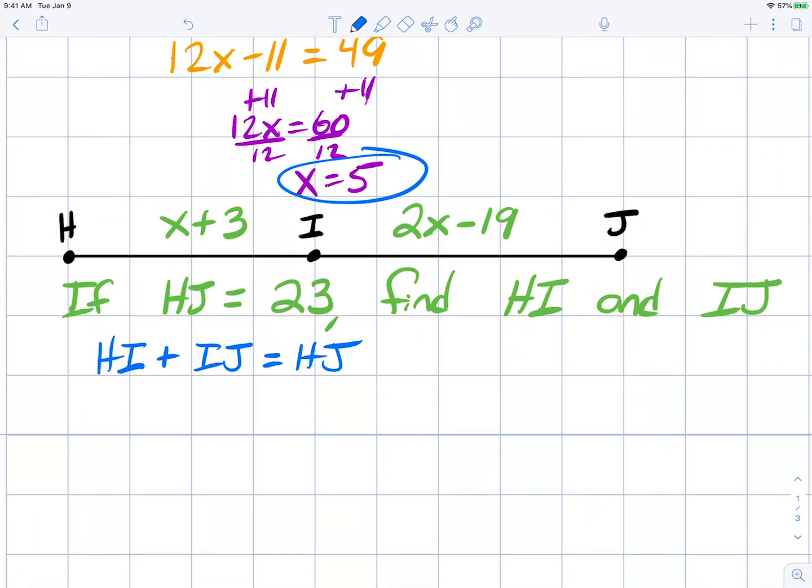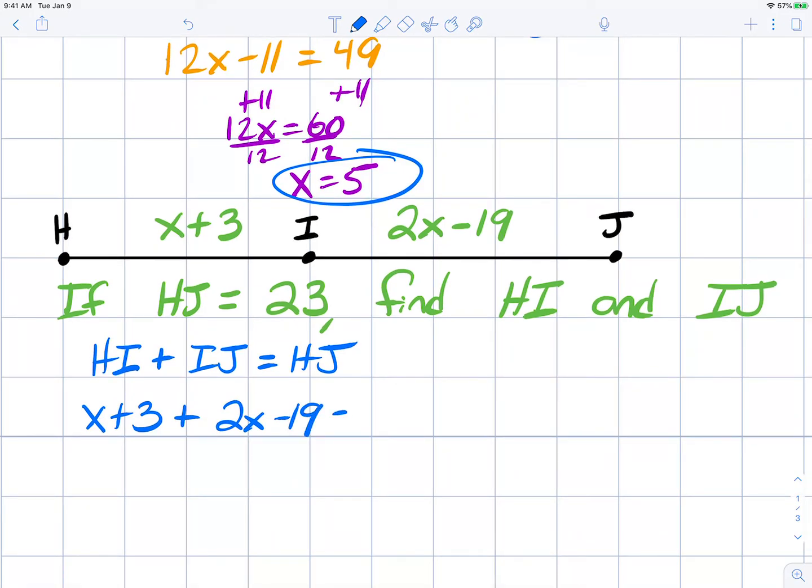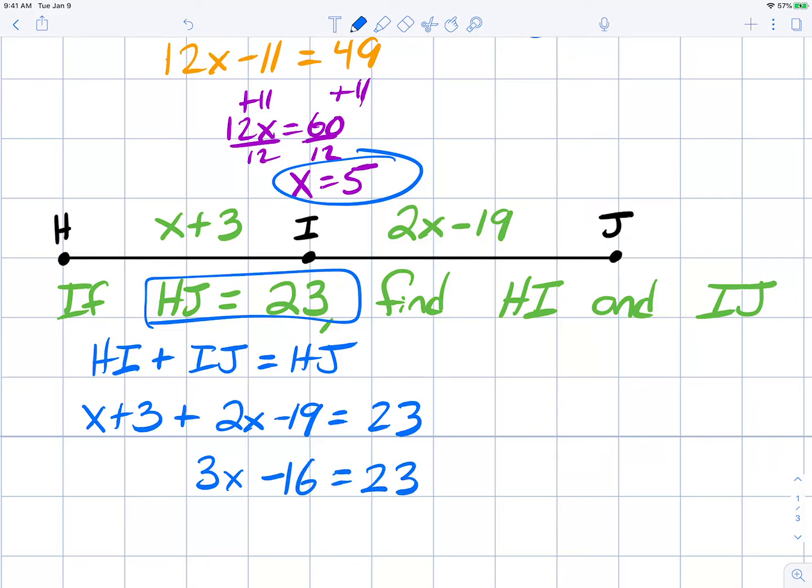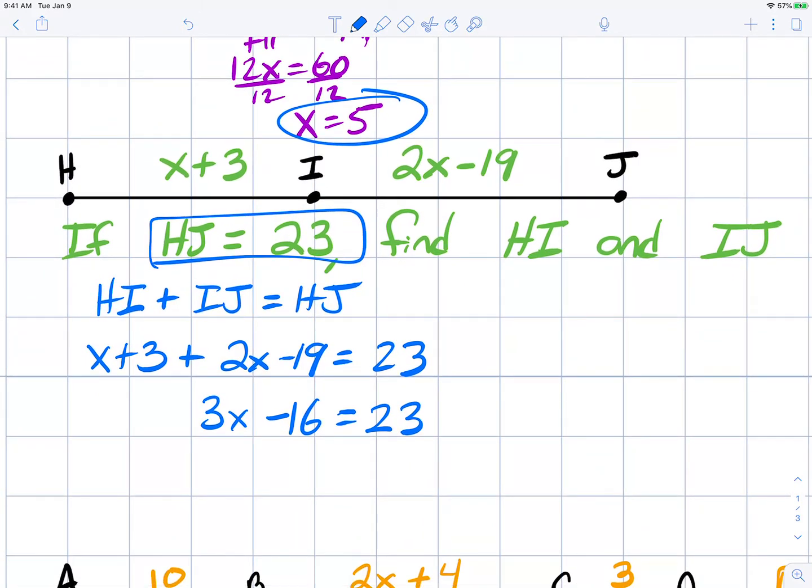We know that HI is x plus 3, because that's what it stated on the picture. We know that IJ is 2x minus 19. And we know the entire thing right here has a length of 23. So if we combine like terms, we get 3x minus 16 equals 23. Then if we add 16 to both sides, we get 39. So 3x equals 39. And if we divide both sides by 3, we get x equals 13.